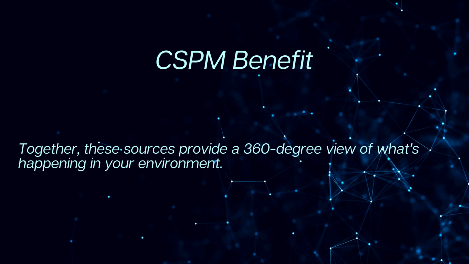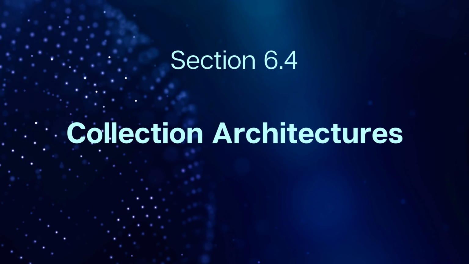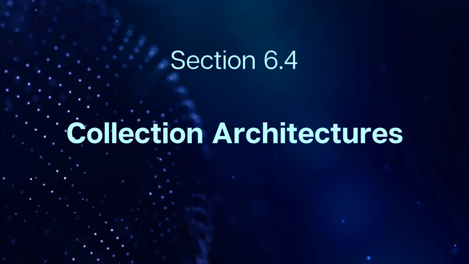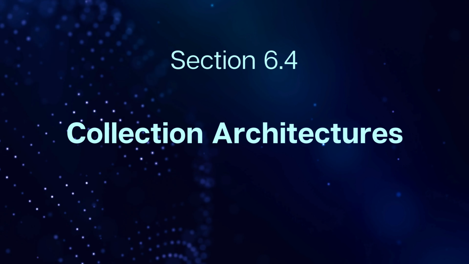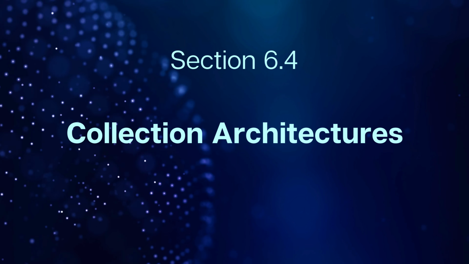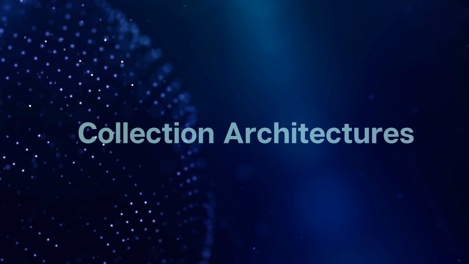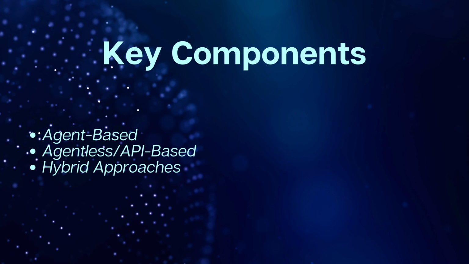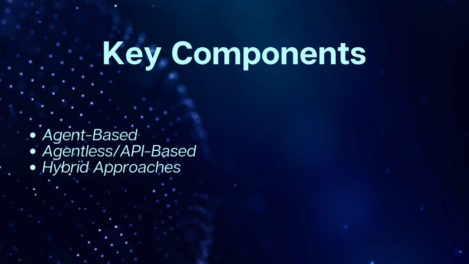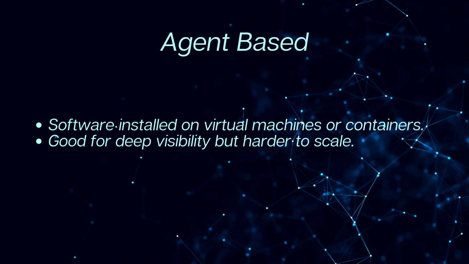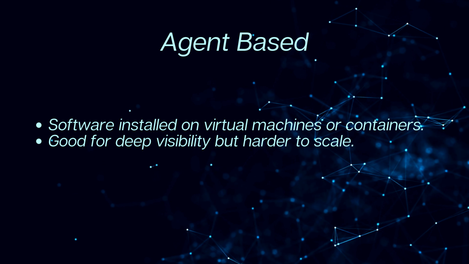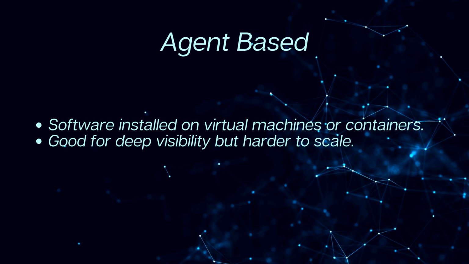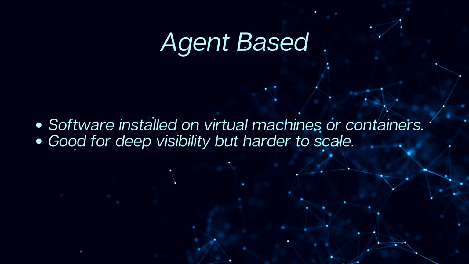In the next section, 6.4, we will be discussing collection architectures. Once we have the telemetry, how do we collect and analyze it effectively? There are three main architectures for collecting cloud security data. First, agent-based: software installed on virtual machines or containers. Good for deep visibility but harder to scale.